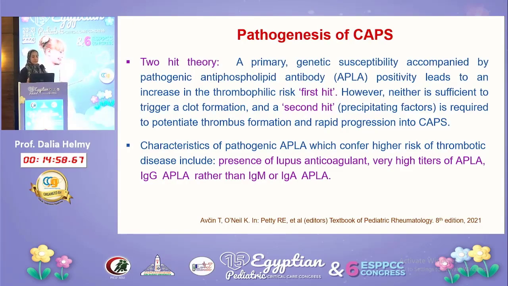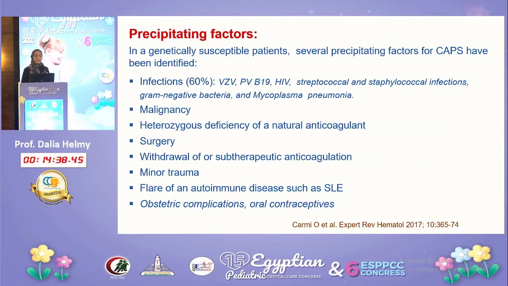The pathogenic antiphospholipid antibodies, which confer high risk of thrombotic disease, include lupus anticoagulant, the highest risk, and very high titer of antiphospholipid antibodies, the immunoglobulin G isotype rather than immunoglobulin M or immunoglobulin A. The precipitating factors include infection on the top of the list, either viral or bacterial, representing 60% of cases of pediatric catastrophic antiphospholipid antibody syndrome, malignancy, heterozygous deficiency of a natural anticoagulant, or heterozygous risk of prothrombotic variant, surgery, even minor like dental extraction, withdrawal of or subtherapeutic anticoagulation, minor trauma, flare of an underlying autoimmune disease like SLE, and obstetric complications, which is not evident in pediatrics.